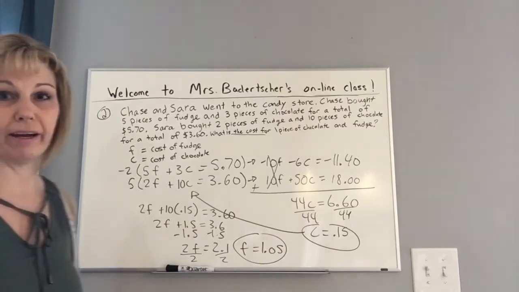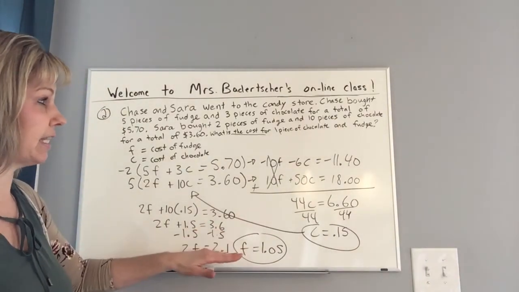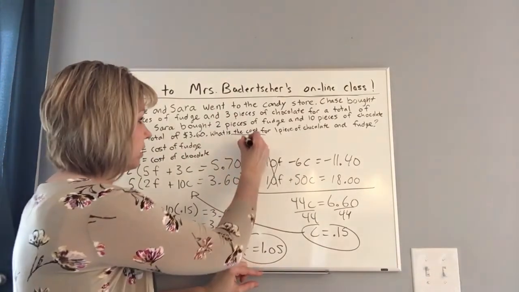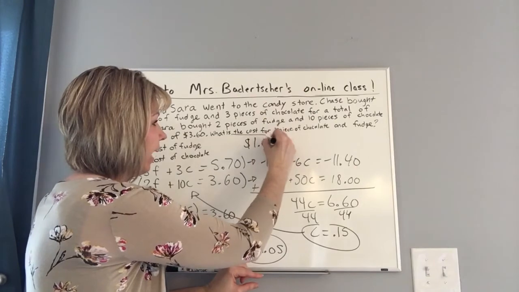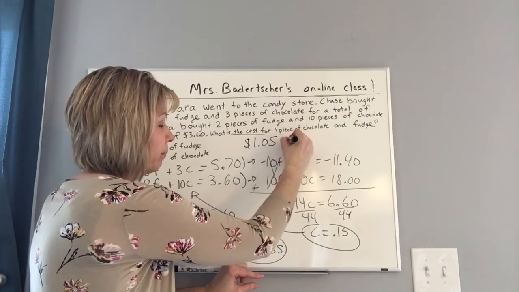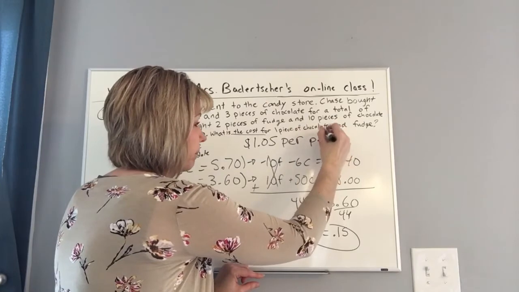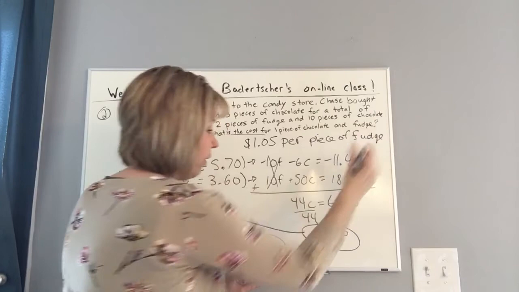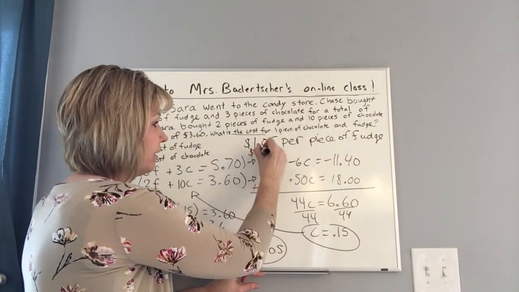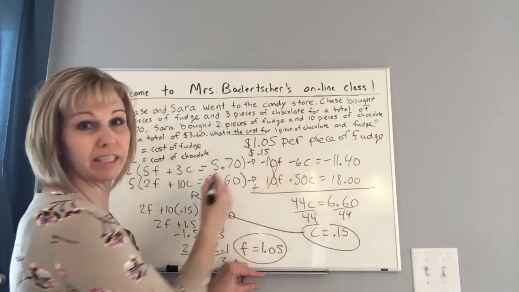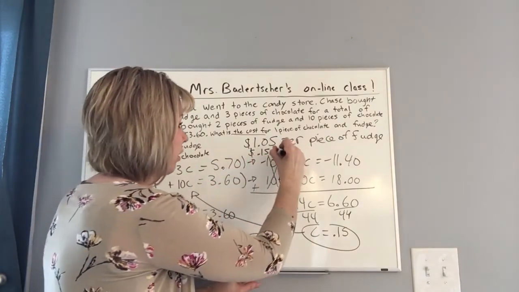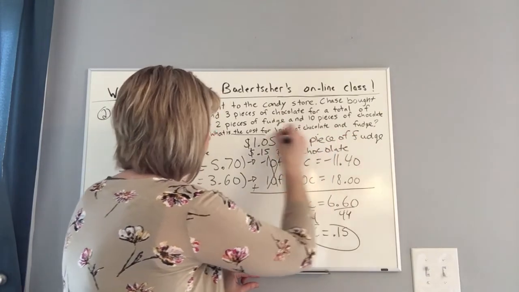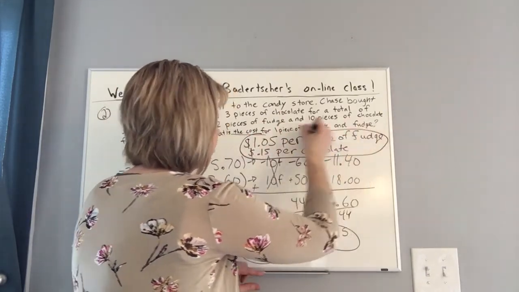Okay, I'm running out of room here, but once I have F and C, I'm going to stick it right here and then circle it. So what's the $1.05 mean? It means it's $1.05 per piece of fudge. And then what's the 15 cents mean, or 0.15? It means 15 cents. You can put the zero as a placeholder in front, but you don't need to. 15 cents per piece of chocolate. And then circle your final answer that you've explained.